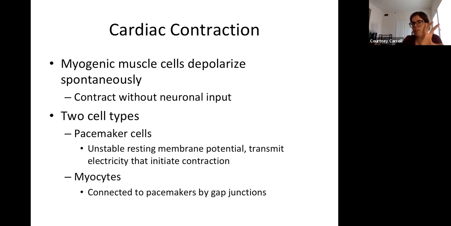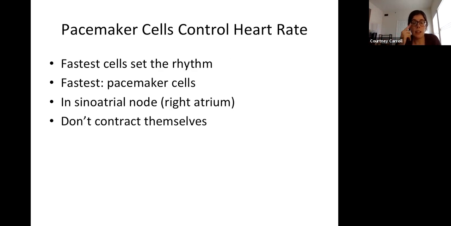So we're going to have one set of cells that generate this action potential, and they're going to pass it to a second set of cells that will contract. The pacemaker cells are what control our heart rate. So if we think about our heart, again, that contraction is going to occur in a rhythm. And the rate at which the pacemaker cells fire their action potential, that is our heart rate.